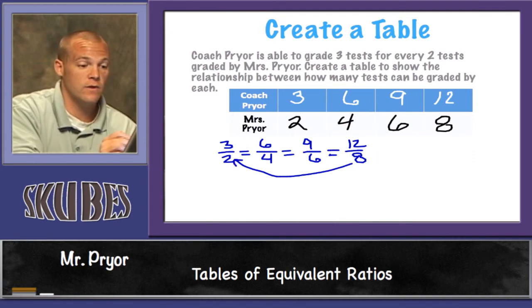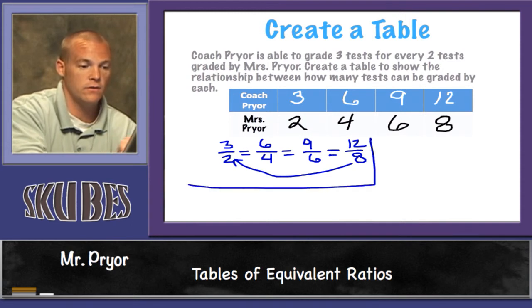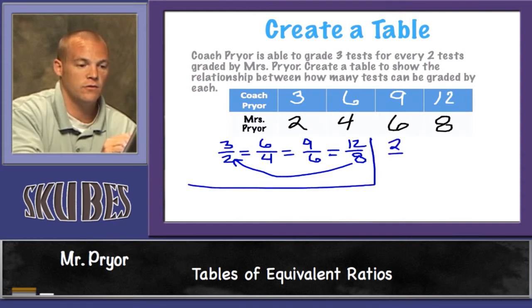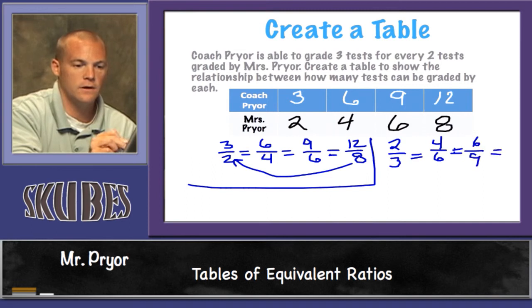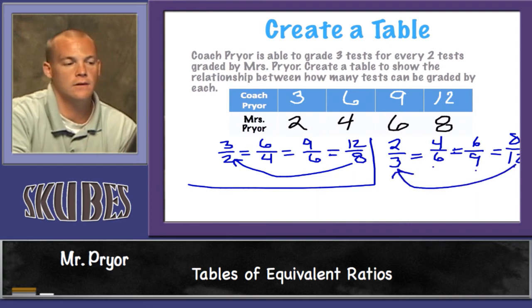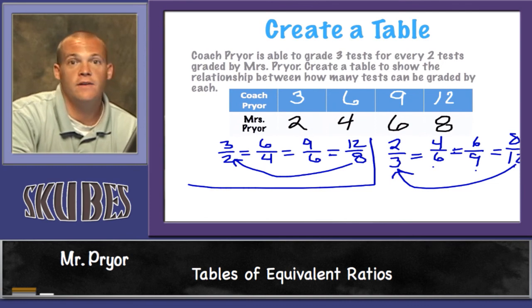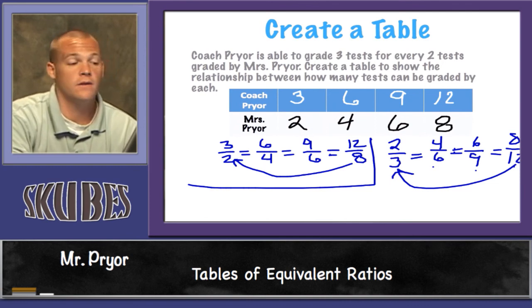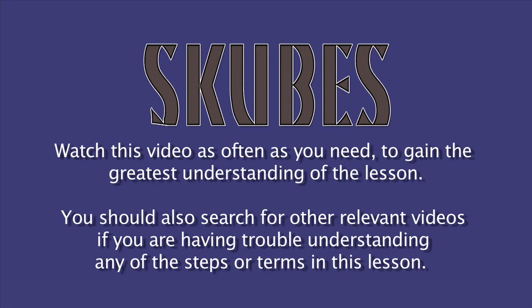And just as we showed you on the last example, you can take the same values and flip them over. 2/3, 4/6, 6/9, and 8/12. And again, each of these will all simplify back to 2/3. And that is how to finish and create tables using equivalent ratios.